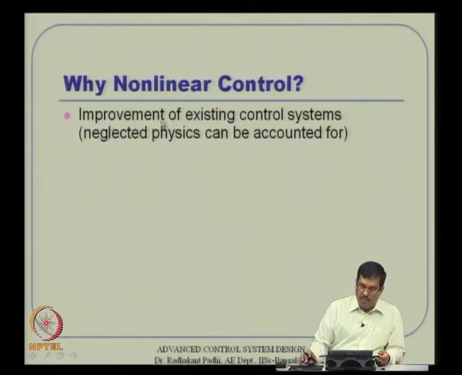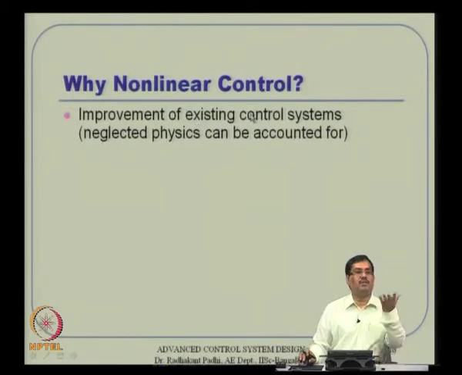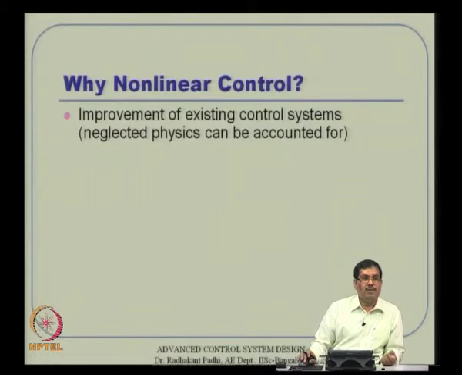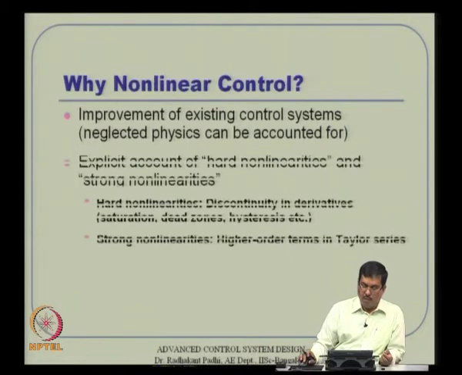First of all, improvements of existing control systems. So, neglected physics can be accounted for. The nonlinear system, we are not really linearizing the system dynamics around any operating point. So, you can discuss improvement of the existing linear controller. There is a linear controller, you want to improve the performance there. So, you now account for nonlinearities that you neglected before and you try to improve on that. That is one aspect of nonlinear control design.